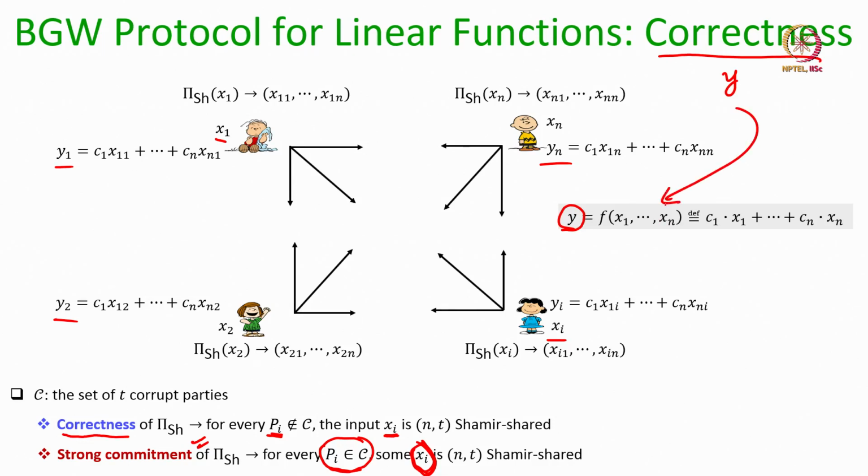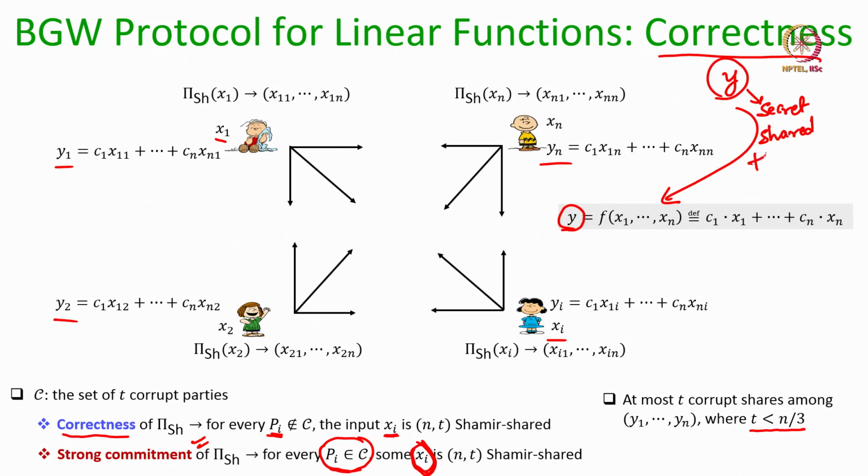t-secret shared, and now during the reconstruction phase every party makes public its share of the output y. Up to t corrupt parties make public incorrect shares, but we are working in the setting t less than n over 3, and this value y is secret shared through a t degree polynomial. So, we can now apply the properties of Reed-Solomon error correction, which guarantee that even if there are up to t incorrect shares in this vector of shares for the value y, the Reed-Solomon error correction algorithm will identify those incorrect shares and give you back the correct output y, which guarantees that even if there are up to t corrupt parties who behave maliciously in the protocol, the honest parties end up obtaining the correct output y.